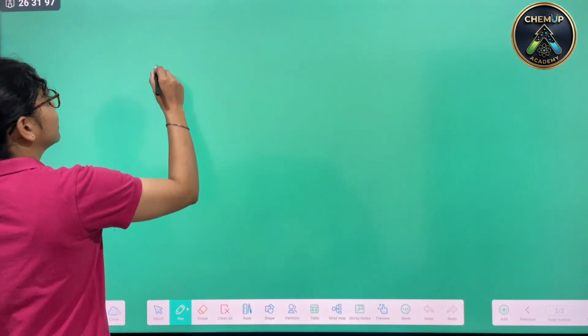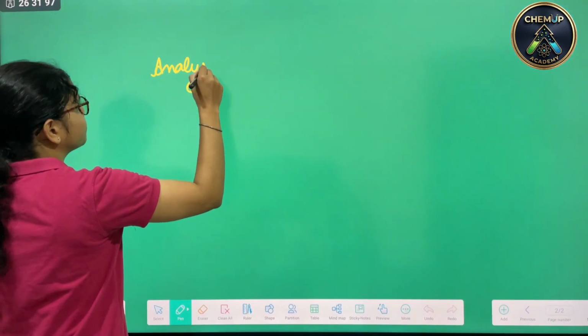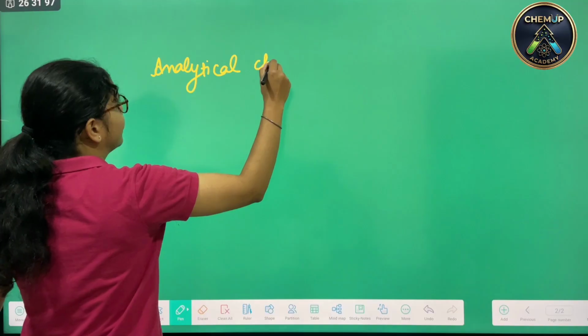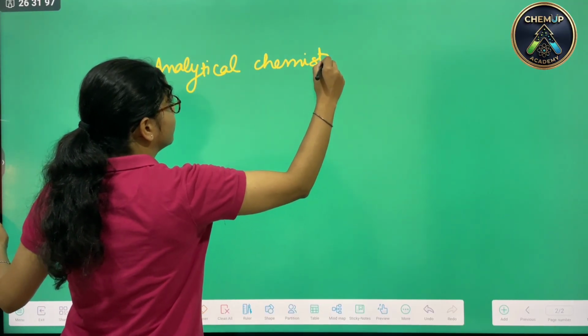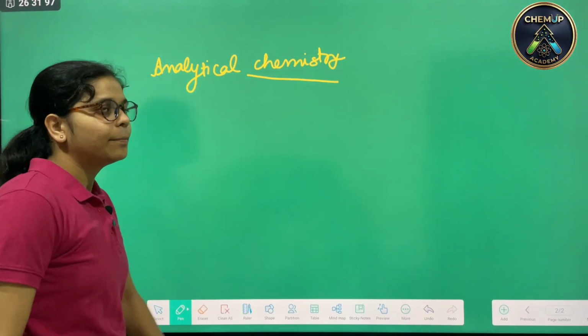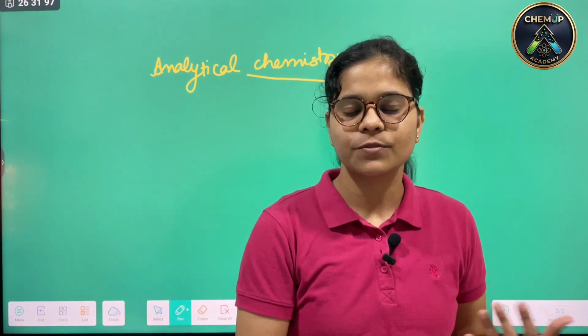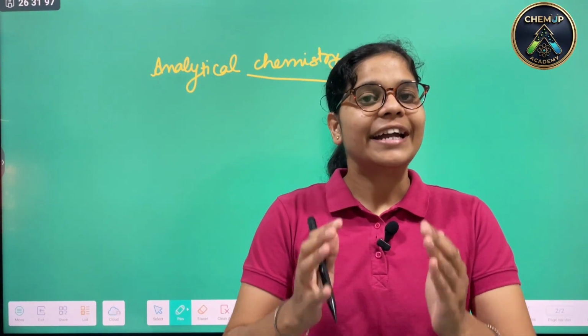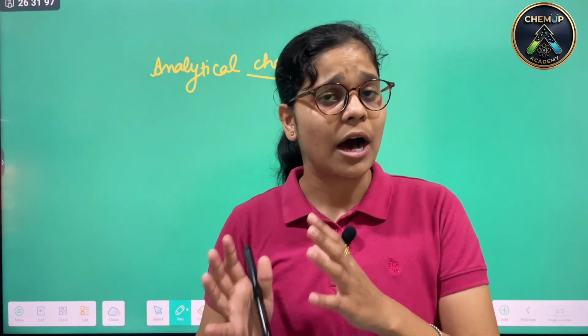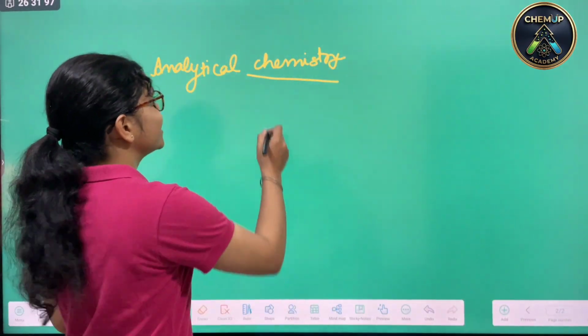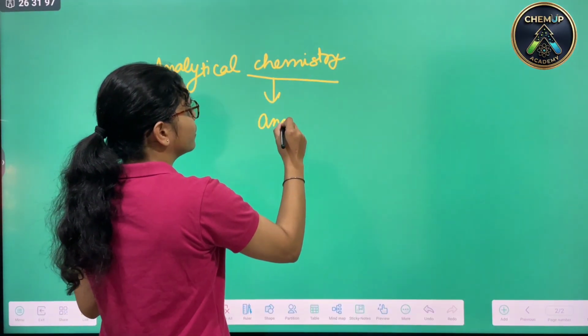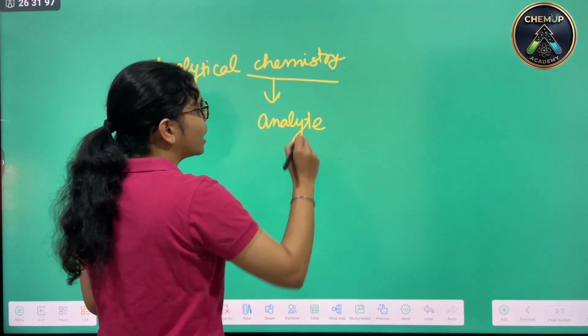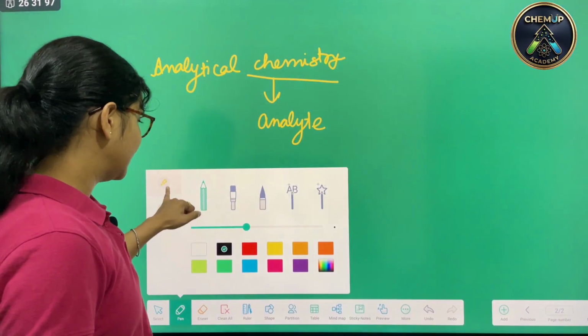And coming on to analytical chemistry, it is a branch of chemistry, a branch of science which deals with finding the concentration, which deals with determining certain amounts for the component known as analyte. So therefore, we come across a term known as analyte.